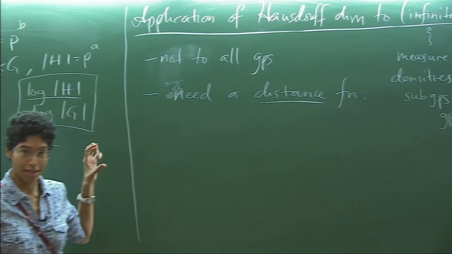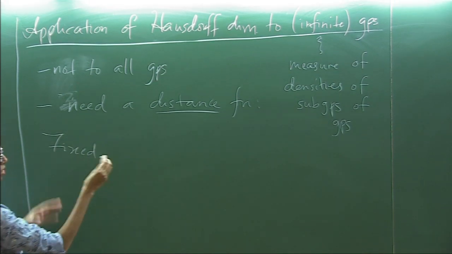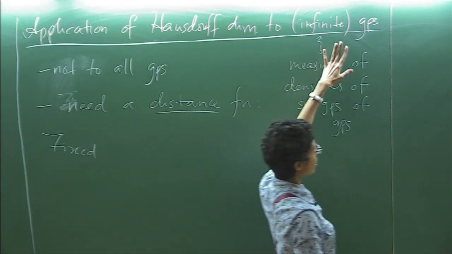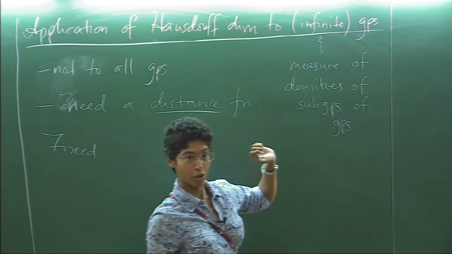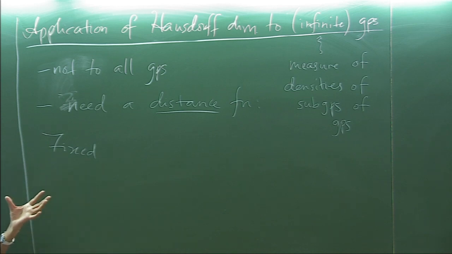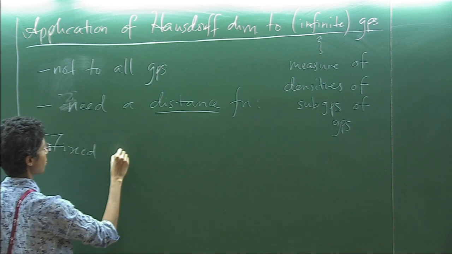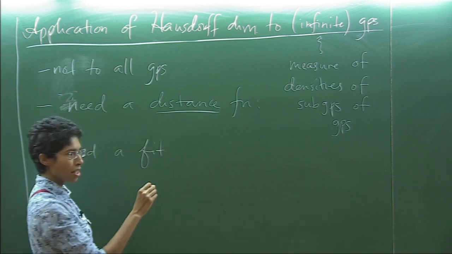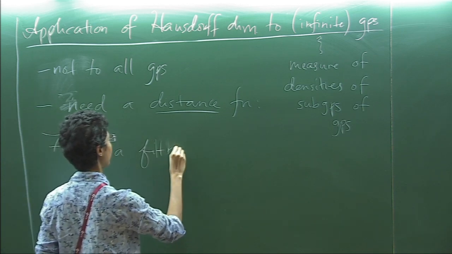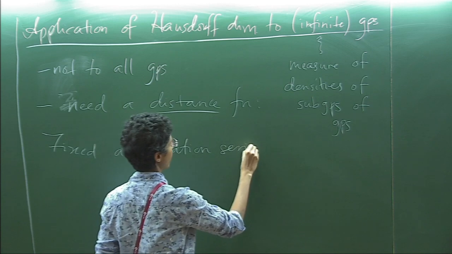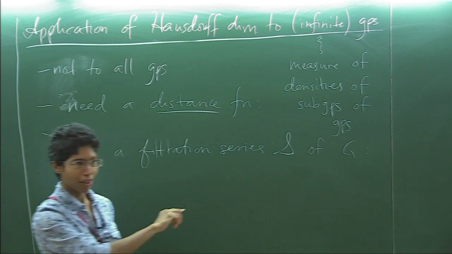So I'm going to fix a descending chain of normal subgroups, because I am going to restrict to profinite groups, and more specifically pro-p groups. I'm dealing with topological groups, so this concept of open and closed subgroups, we have that. When I say fix a filtration series, I mean a descending chain of open normal subgroups. Let's call it curly S, my filtration series of G. So G will be a profinite group here.